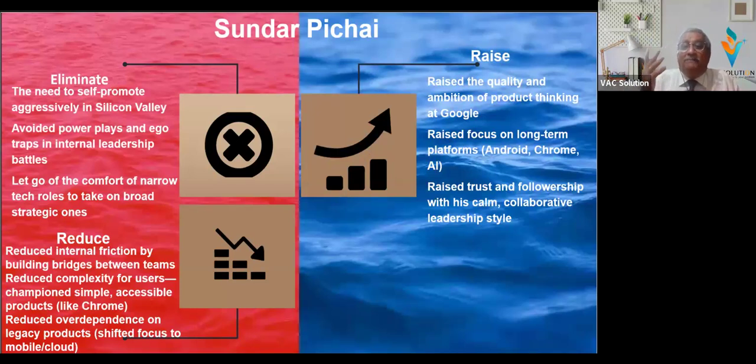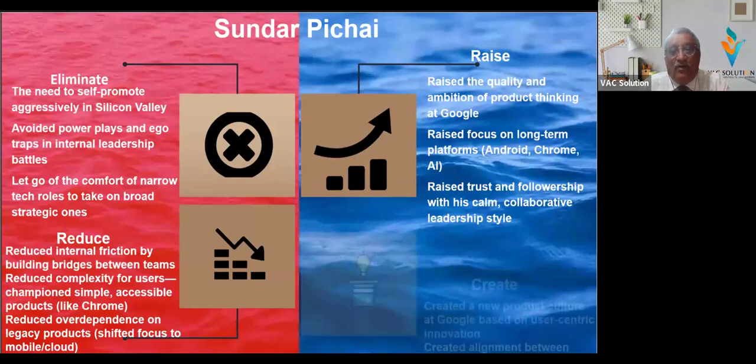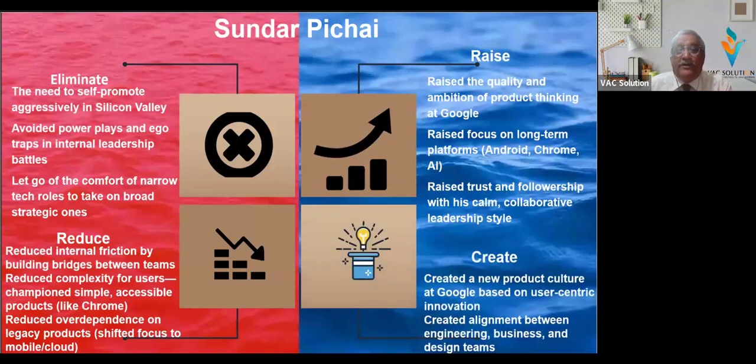Raise focus on long-term platforms. Raise trust and followership with his calm, collaborative leadership style. That means in a country and an industry where leadership is measured by personal capability, he was talking about collaboration. How much courage he must have had. And what did he create? Created a new product culture at Google based on user-centric innovation. He drove user-centric innovation, created alignment between engineering, business, and design teams.